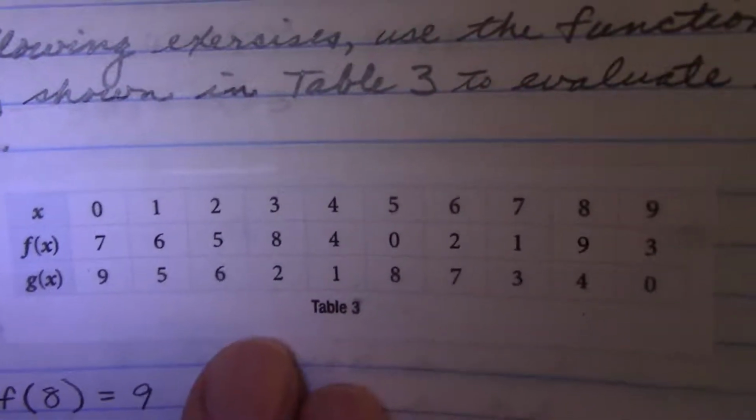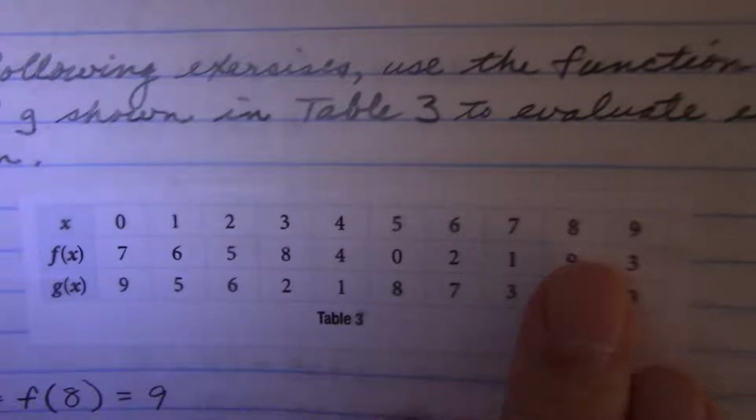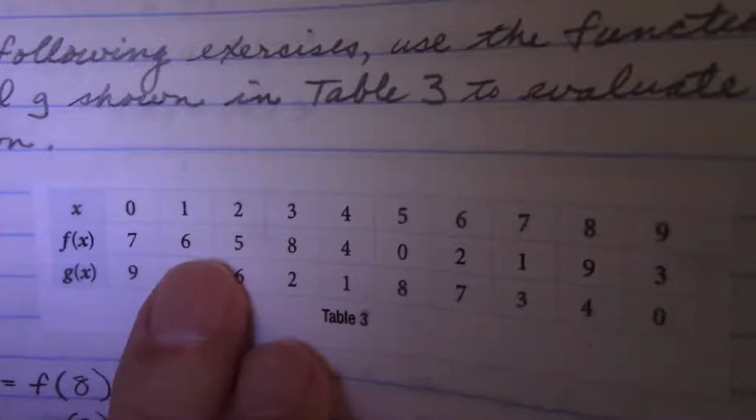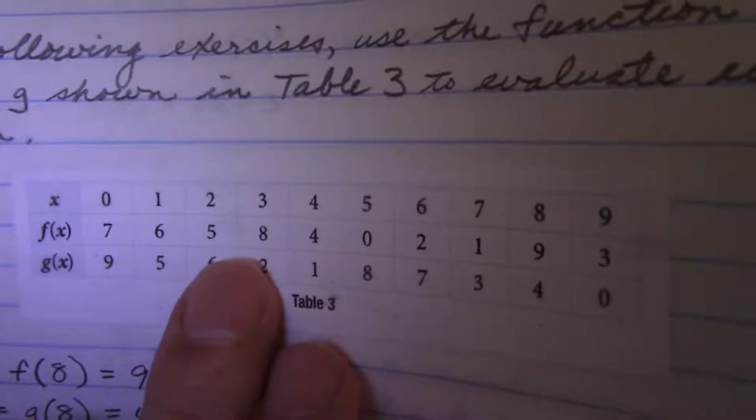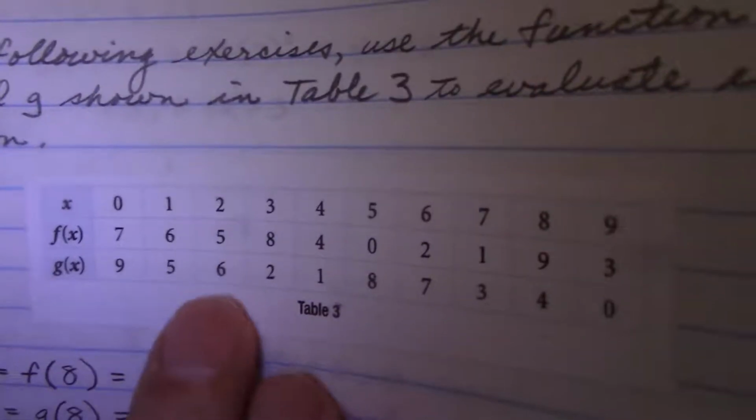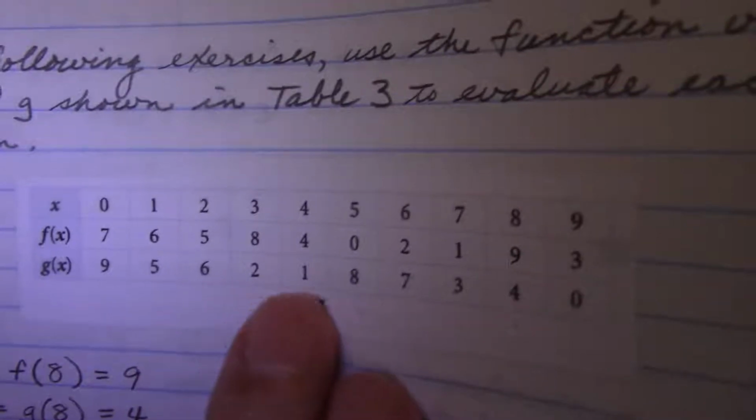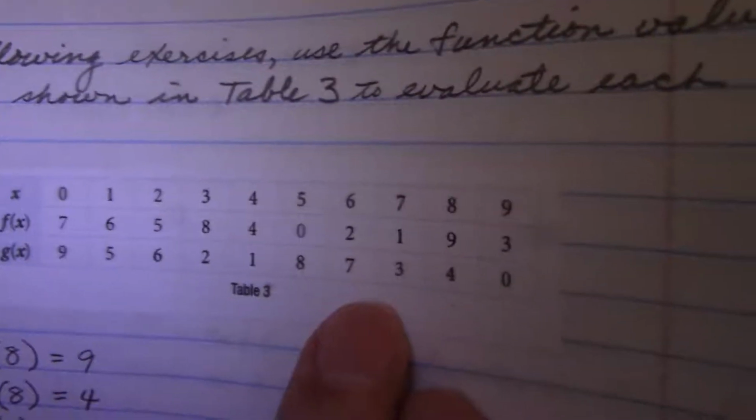Okay, number 59. Got a new set of instructions. For the following exercises, use the function values for f and g shown in Table 3 to evaluate each expression. So if we look at Table 3, first row is x values, second row is values of f with those x values, and the last row is the values of g with those x values. Okay, so we need to use the table to find these answers.